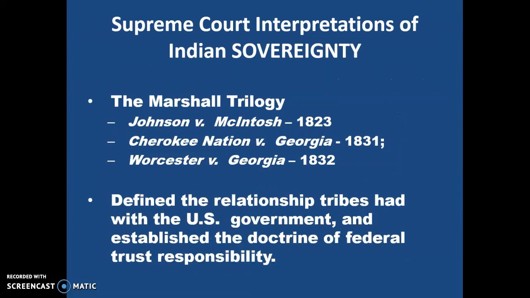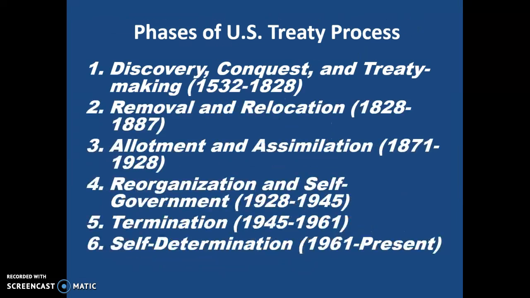Now there is what's called the Marshall Trilogy of Indian sovereignty as interpreted by the Supreme Court. And this establishes the law that defined the United States' relationship with the tribes, where this divided sovereignty or dual sovereignty is enshrined. And the United States also recognized that it had what was called a federal trust responsibility, the federal government's responsibility to take care of the tribes that existed within the borders of the United States. And these were well defined in these cases. So that's the beginning stage of the treaty process.